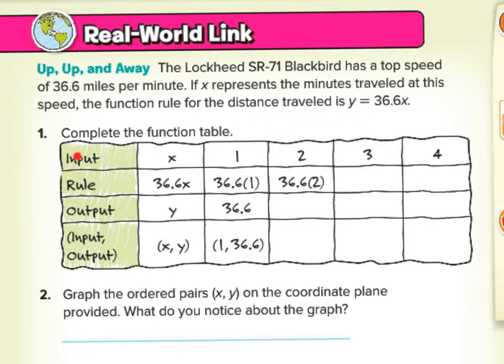Make sense? So our input, which is x, will be 1 minute, 2 minutes, 3 minutes, 4 minutes, and so on. Our rule is that we multiply 36.6, our rate per minute, times each minute. This will give us how much traveled in 1 minute, how much in 2 minutes, and so on. The output is y, our total distance traveled. And then we have our ordered pairs, our input and output, our coordinates to make if we wanted to graph this so that we could make a linear function or a linear graph. So let's fill in here what we have.